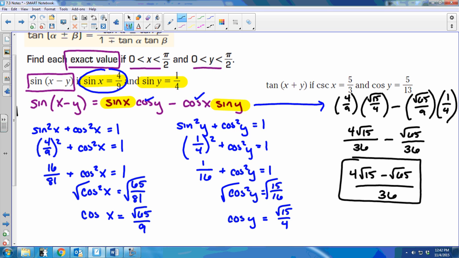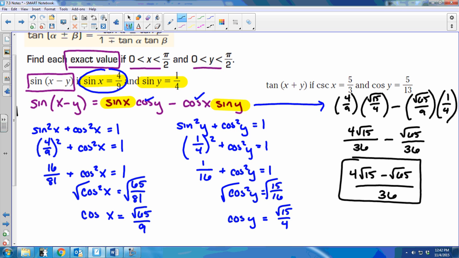Where'd the what come from? That's the exact value for this problem. Again, you have to know the identities for calculus. So you have to know how to use them. Exact value means no decimals and everything. That's just the common way of writing things in math.